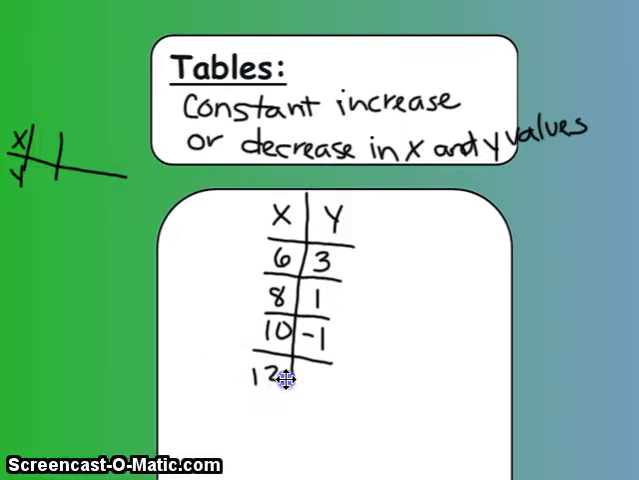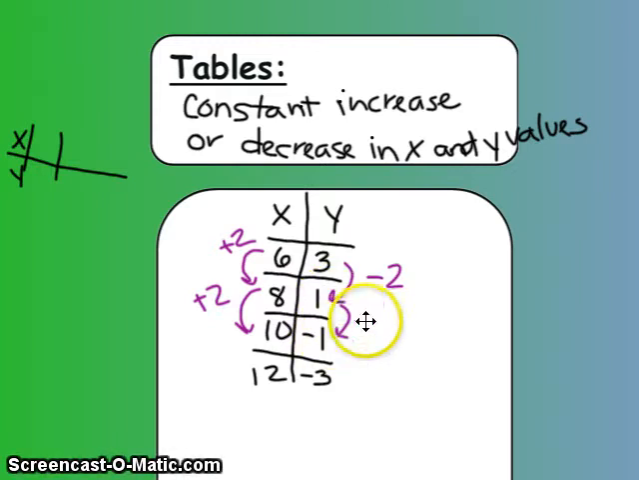12, negative 3. Okay, so when we do this, we're looking at the x's and how they increase with the y's. So in the x, we're adding 2 here. On the x's, we add 2 to go up. On the y's, we subtract 2. On the x, from 8 to 10, you add 2. On the y's, from 1 to negative 1, we subtract 2. On the x's, we add 2. And on the y's, we subtract 2.